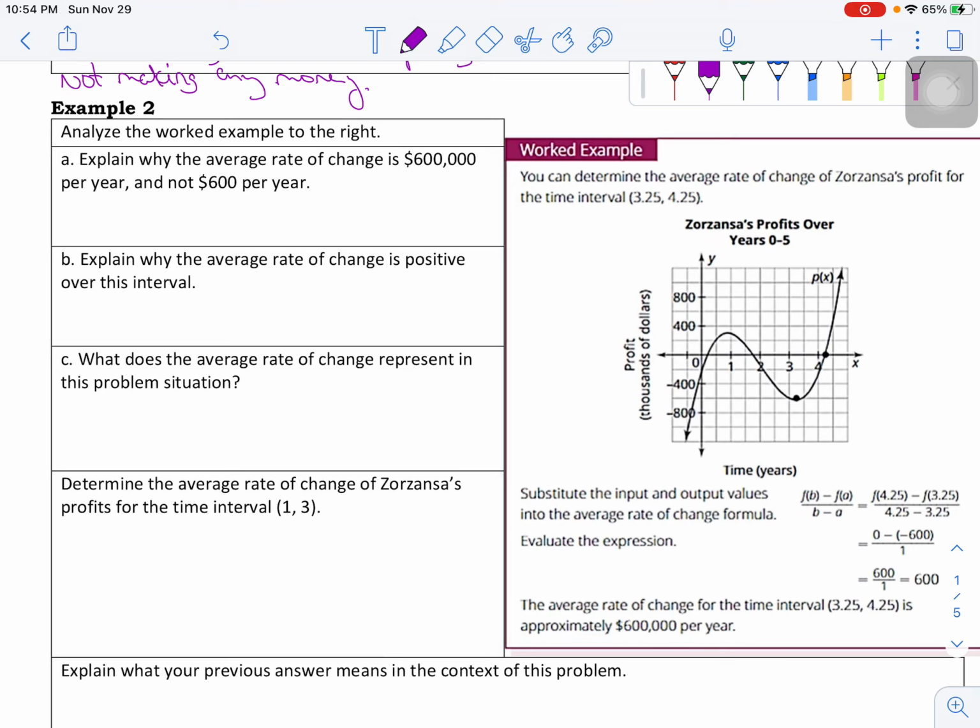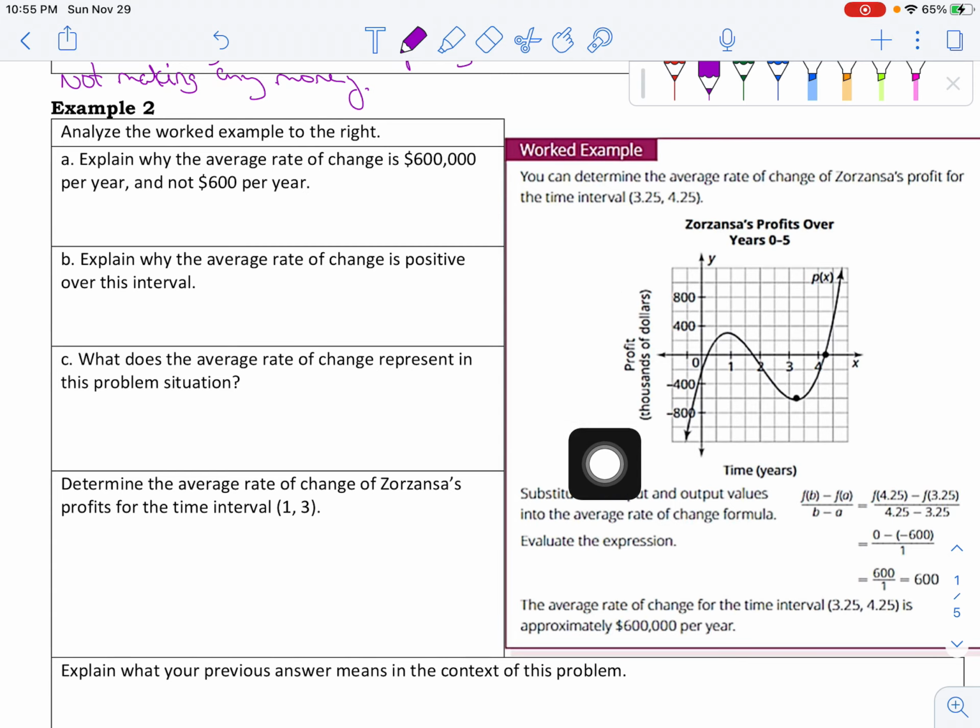So example 2 is going to continue looking at Zorzanza's profit. And this time, though, we have an example that's already been worked out for us. So we have this worked example that's talking about average rate of change, and it's giving a specific time interval, 3.25 to 4.25. Now remember, these are years. So from 3.25 years to 4.25 years. This is over a 1 year period if you look at the whole time then.